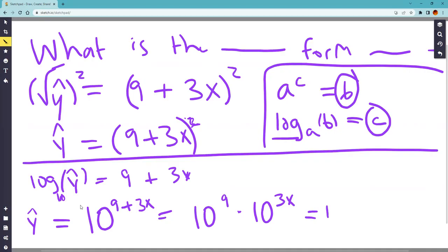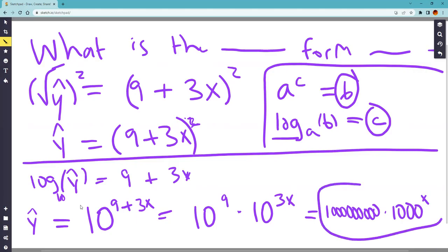So that is 1 billion, right? Just trying to write these zeros close to each other. And then it'd be times, and then we got 10 to the third, 1,000 to the x. And there you go. Now it's in the common algebraic exponential form that we usually think of. So that's the last thing. That's it for this unit. That's all.